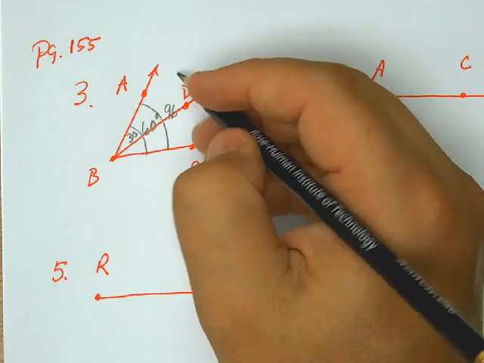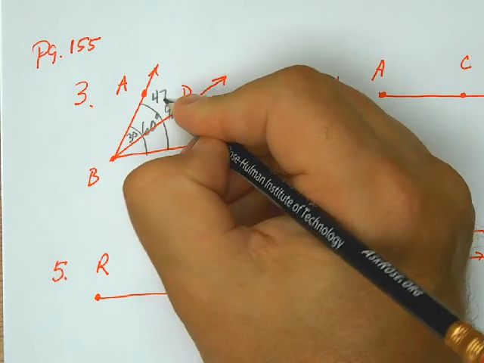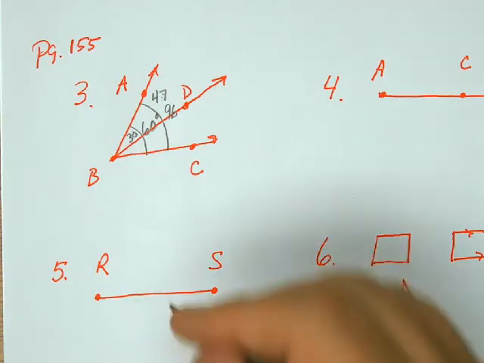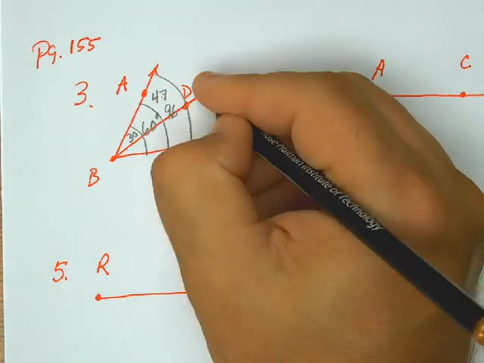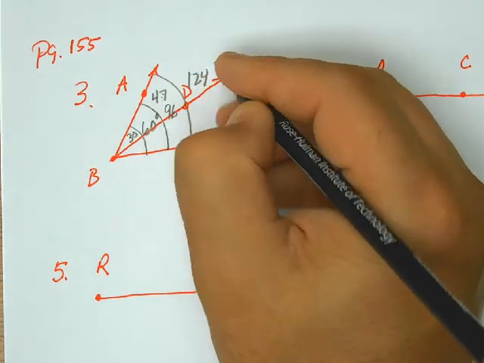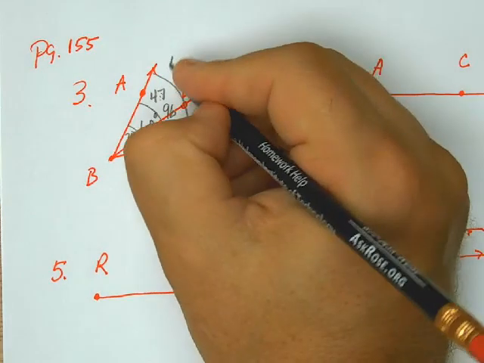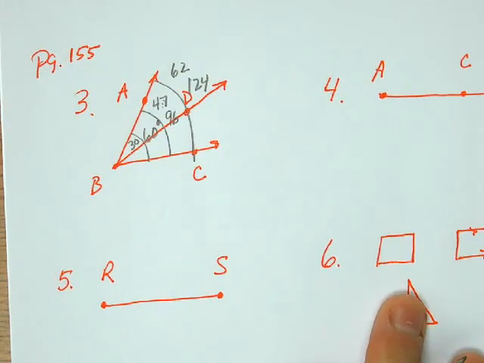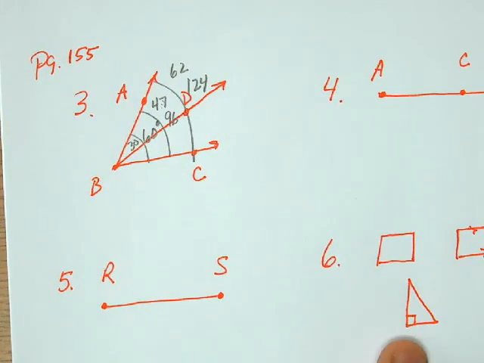All right, so ABC is 96, and ABD is 47. Is that half of it? No. That's 94, isn't it? Half of it. Multiply it by 2. And then if ABC is 124 and ABD is 62, is that half of it? Yeah. So I would go yes, no, yes on number 3. Okay, let's go to number 4.